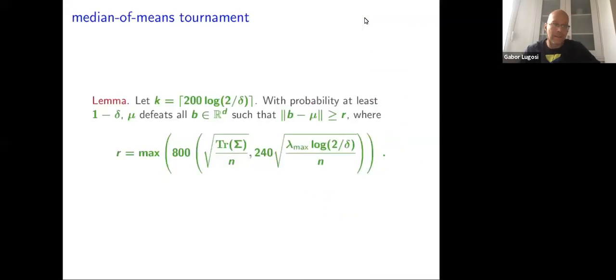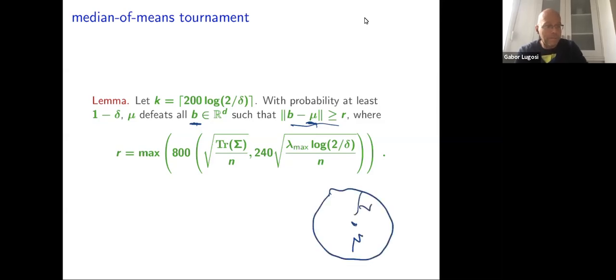The main technical property is that the true mean mu will defeat every vector b that is far away from it. If mu is here, and we take a ball of radius r, then mu will defeat everybody that's outside of it, simultaneously. The radius r is exactly of the form that we look for: the square root of the trace of the covariance matrix divided by m, plus the square root of the largest eigenvalue times log one over delta divided by m.